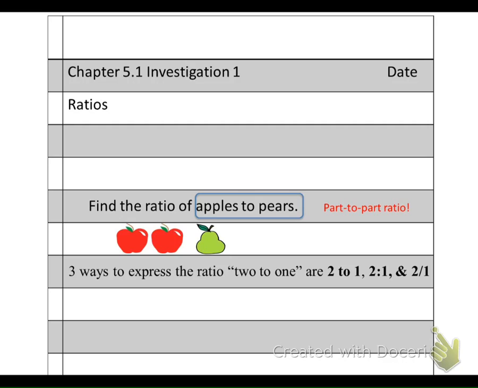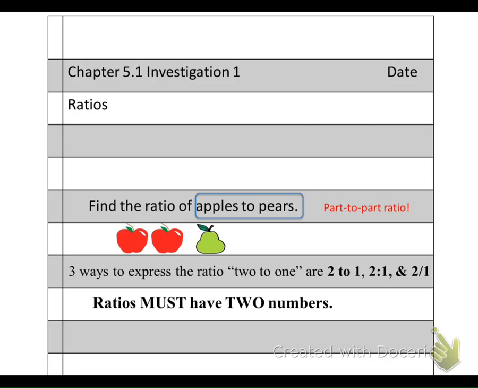Notice that 2 is always coming first in these ratios because apples came first in the ratio that they asked for. Pears came second in my word ratio, so the 1 that represents the number of pears that I have is coming second in my ratio. I must have both numbers in my ratio.